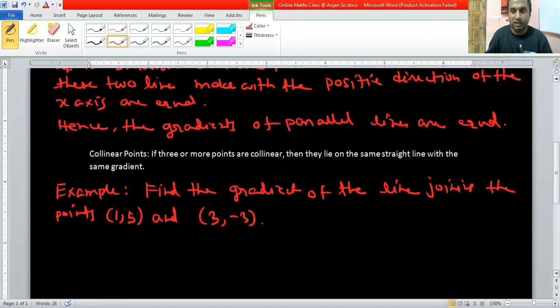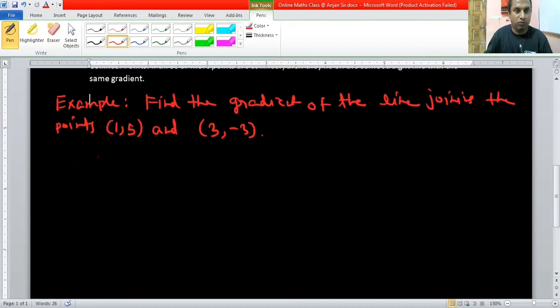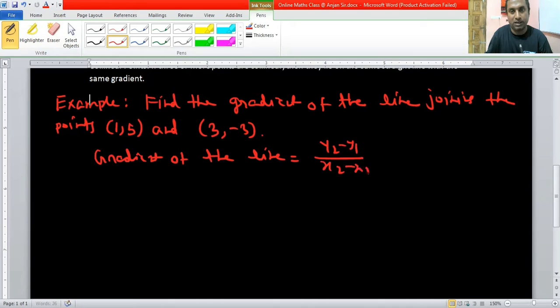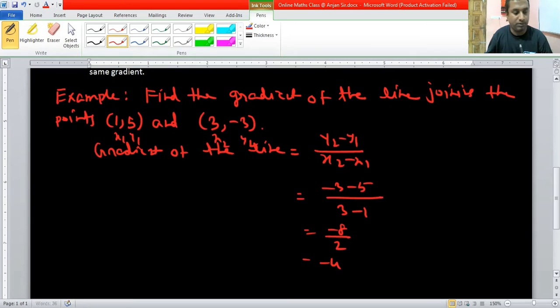Now how to find the gradient? Let's see. We know that gradient of the line equals y2 minus y1 divided by x2 minus x1. So let me put the values. -3, x1, y1, x2, y2. So -3 minus 5 over 3 minus 1. So -8 by 2, that is -4. Okay.